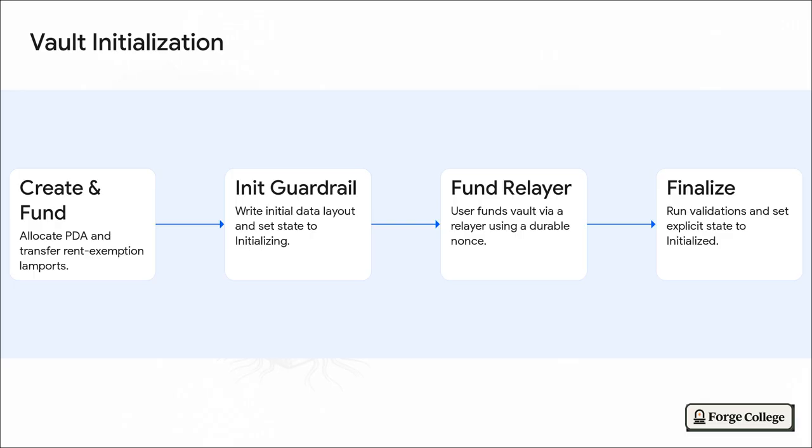Finally, step 4. We finalize initialization. We run validation checks, confirm the expected balances, and set that explicit state marker to initialized. Walking through this step-by-step schematic shows exactly where we rely on immediate synchronous execution for the setup versus where we leverage deferred durable nonces for the user funding.